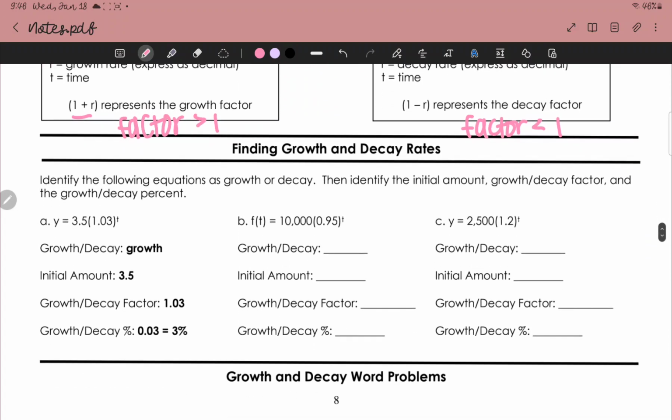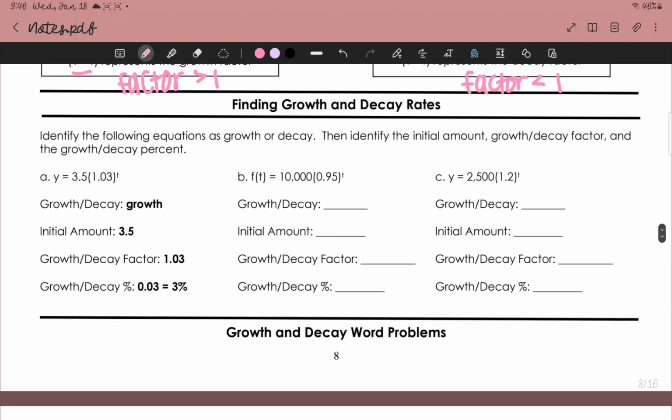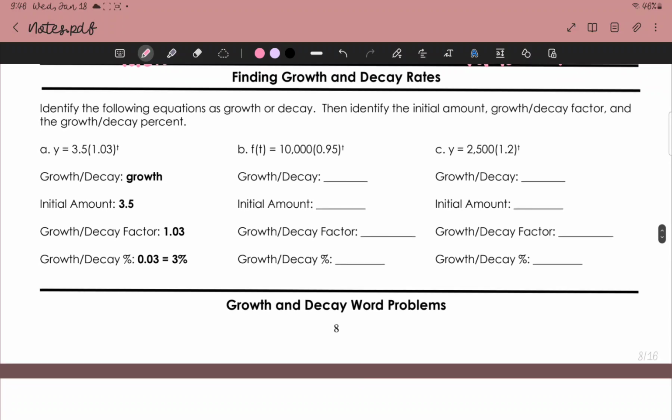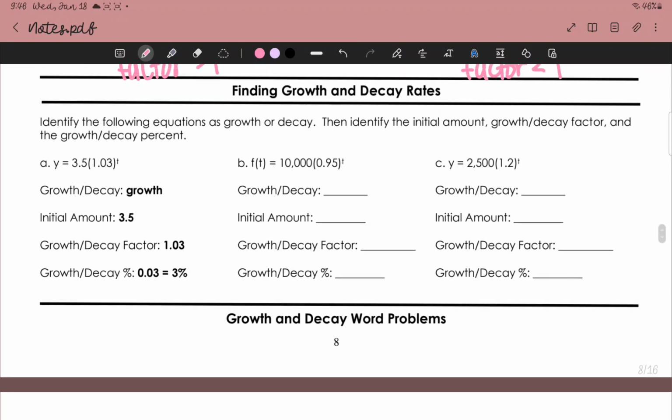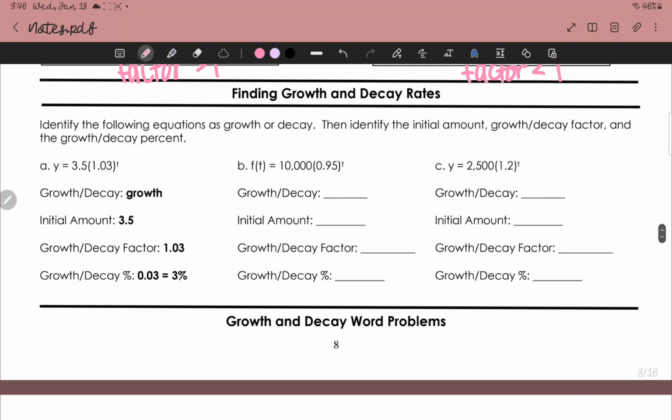Okay, so let's go ahead and do some practice by finding the growth and decay rates. I want you to identify the equations as growth or decay, then identify the initial amount, the growth or decay factor, and the growth or decay percent. Again, your factor is going to be what's in your parentheses, so go ahead and write that down. Your factor will be the number in the parentheses. And the growth percent is different. That's really your rate.